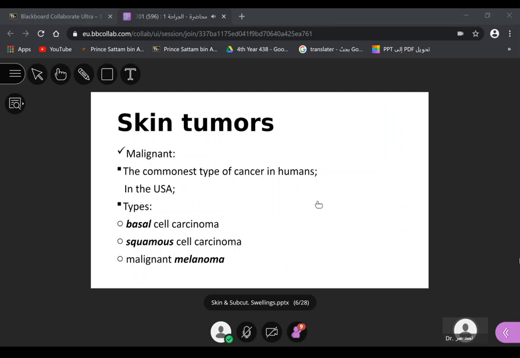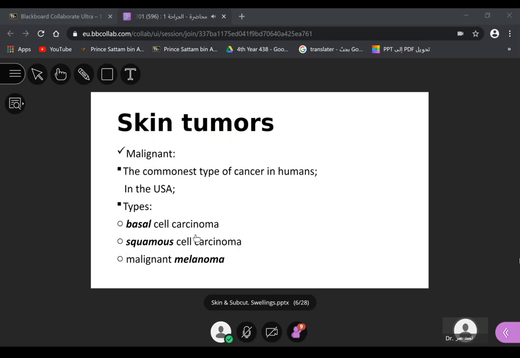Now, regarding the malignant skin tumors, of course, regarding the epidemiology of these tumors, they are common, and one of the explanations is that they have a good association with cancer. This is a common type of cancer in humans, these skin tumors in general. And in the USA, actually, the skin tumors are very common, and usually they report to the hospital in very large numbers annually.